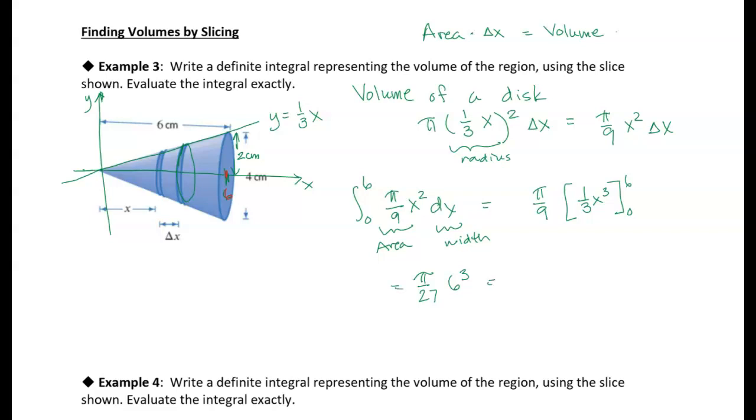Let's evaluate that. Sometimes I don't want to get out my calculator, so I know 3 cubed is 27, and 6 is 2 times 3, so this is 2 cubed times 3 cubed, and my 3 cubes will cancel, so I end up with just 8 pi. Because they gave all of the dimensions in centimeters, the units here are centimeters cubed. Units are important. So there you go, there's one example of finding volumes using integration.